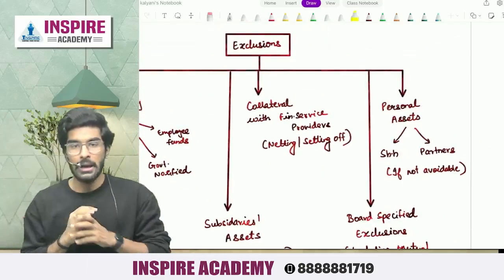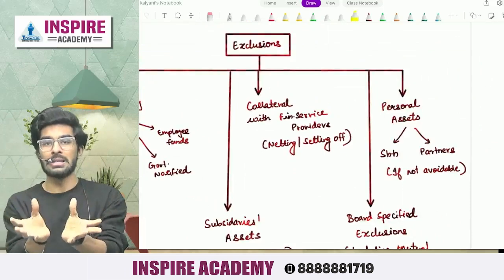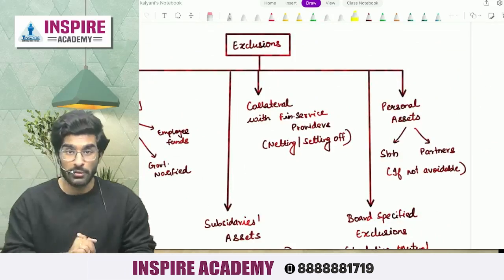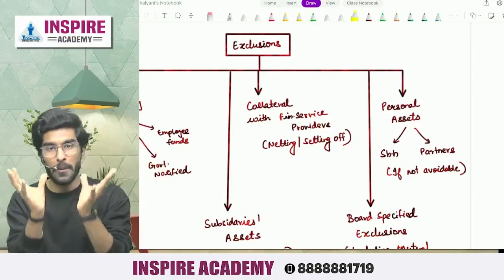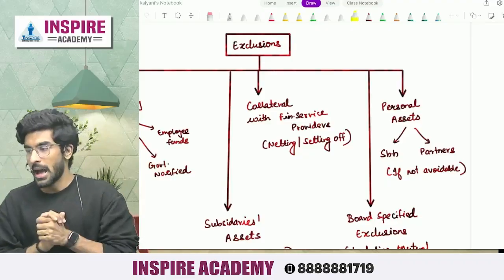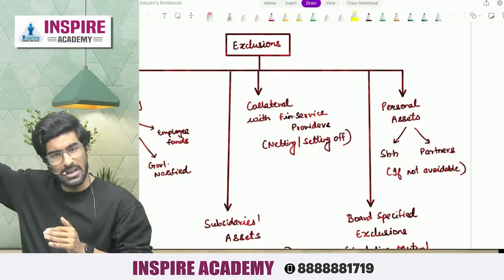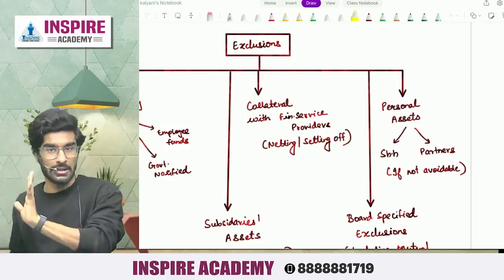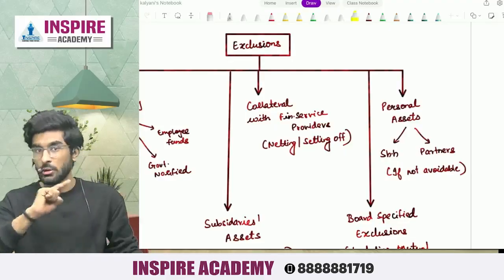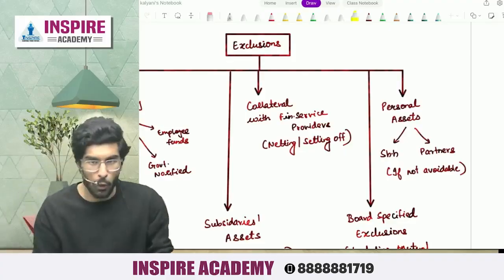Next, people, collateral with the financial service providers. Company has given or kept assets with the financial service providers for clearing their dues, to ensure that the company has got margin. In case the assets value or shares value drops significantly, the financial sector companies can sell that asset. It is only for margin purpose. You cannot include that in the liquidation estate.